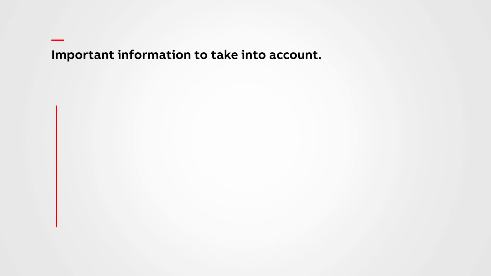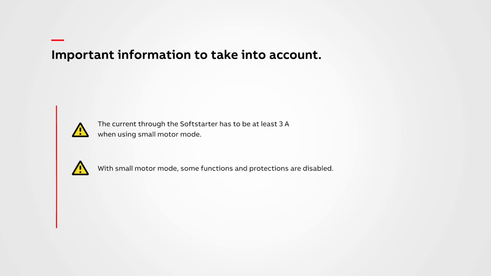Important information to take into account. The current through the Softstarter has to be at least 3 amperes when using small motor mode. With small motor mode, some functions and protections are disabled. After testing, don't forget to change the 28.41 System Mode parameter back to Normal.